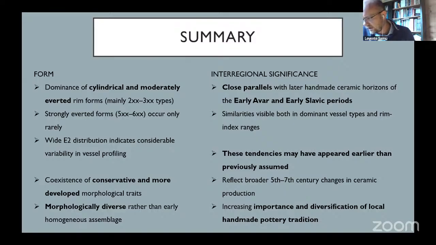Most likely, this phenomenon reflects a large-scale transformation in ceramic production observable across much of Central and Eastern Europe during the 5th to 7th centuries. During this process, more centralized and standardized production traditions, represented primarily by fine wheel-thrown pottery, were gradually replaced, supplemented, or paralleled by smaller-scale local production systems. As a result, handmade pottery traditions appear to have gained increasing importance, while simultaneously exhibiting considerable formal diversification and regional adaptation. And thank you for your attention.